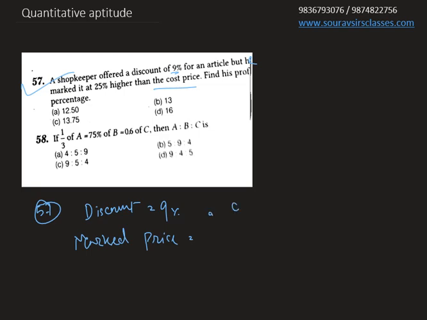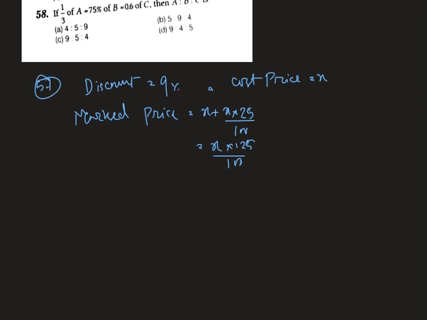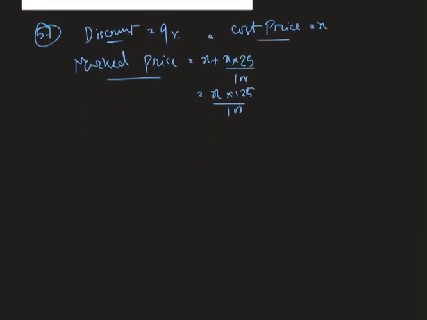So first of all, we assume that the cost price is X rupees, therefore the marked price is X plus X into 25 divided by 100, that means X into 125 divided by 100. Now we have our marked price, we have our cost price, and we have our discount. So we need to find the profit.